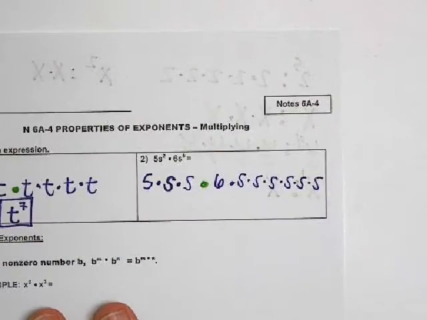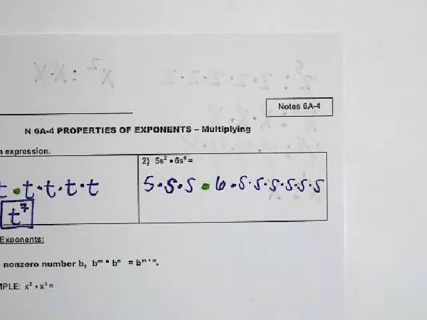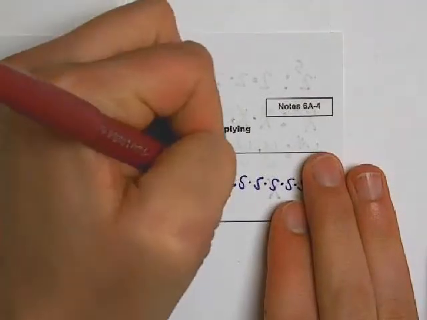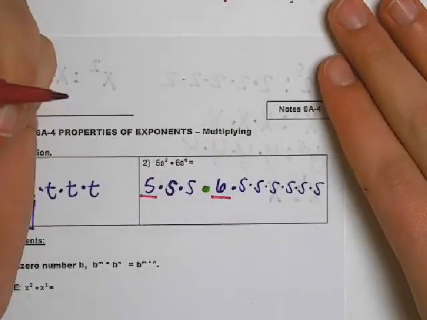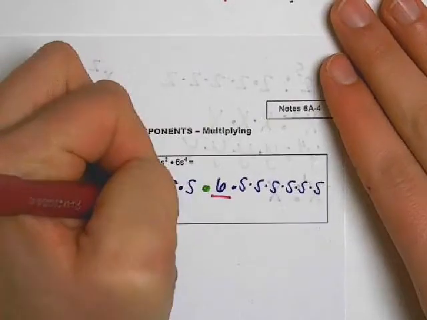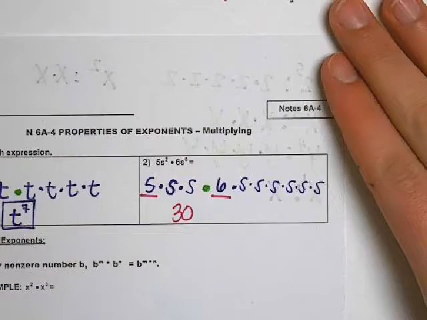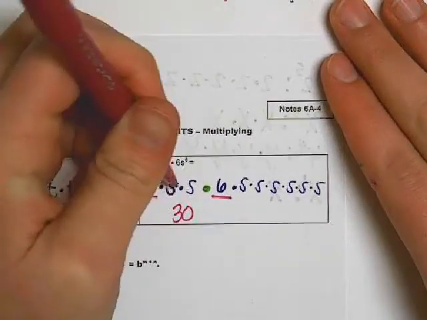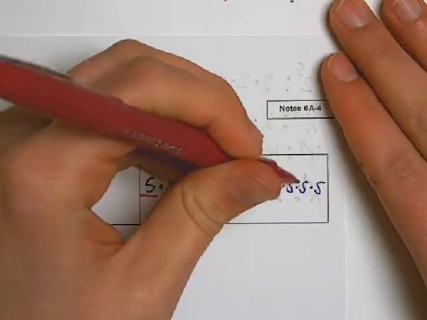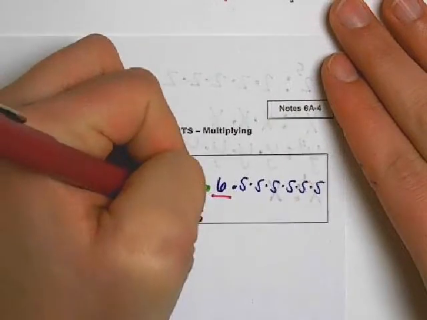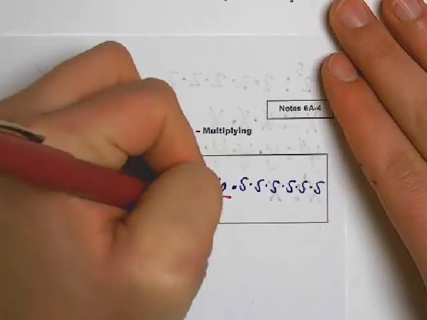Okay, what's different about this problem? I've got numbers. Well, what operation is happening? So what am I going to do with the big 5 and big 6? Multiply. What's 5 times 6? 30. How many s's do I have? 1, 2, 3, 4, 5, 6, 7, 8. So s to the 8.